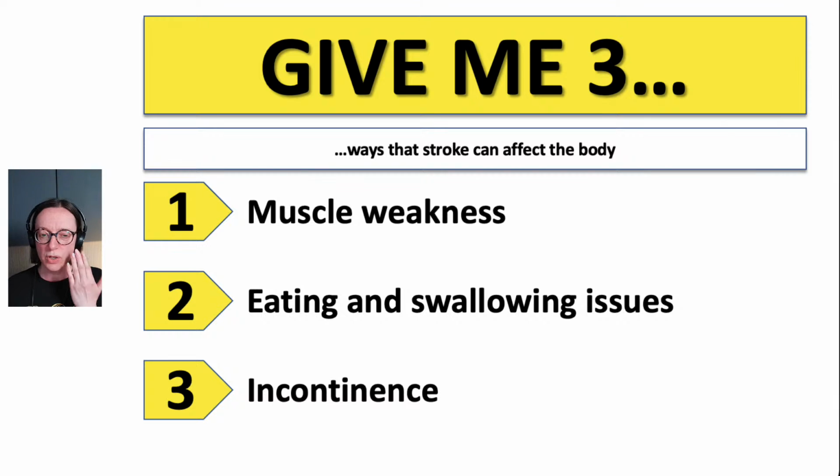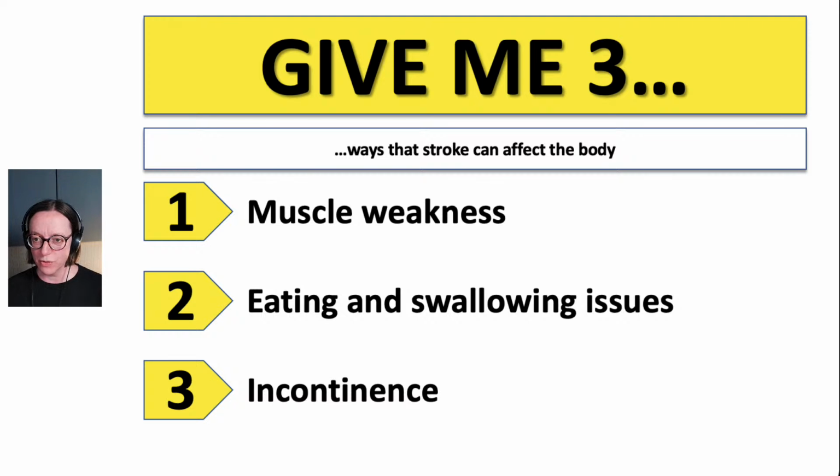Muscle weakness can also contribute to the face drooping. Right now my muscles, we don't realise, but my muscles are working in my face. If I have a stroke and it affects the muscles in my face, then one side of my face could droop, or I might not be able to smile. It can cause eating and swallowing issues, which in part are due to muscle weakness, but other things as well. And it can also cause incontinence, which means not being able to control your bladder and or your bowels.